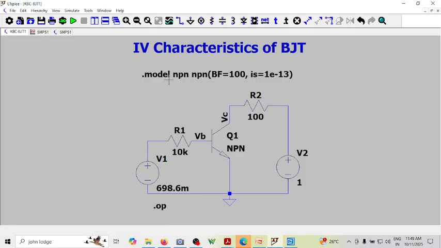This is the representation of this transistor having a beta factor of 100 and a reverse saturation current of 1 into 10 to the minus 13 amperes. See, if I apply this much voltage, if it is 1 volt and this is 100 ohm, if I do simulation, then this IC should be 1 milliampere, provided this voltage drop is more than 0.2. So let me run the simulation.